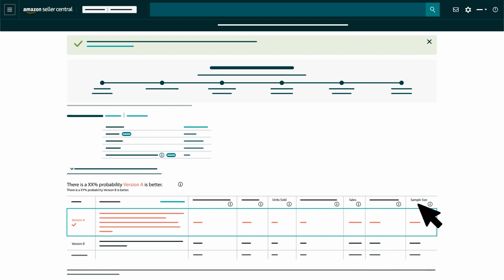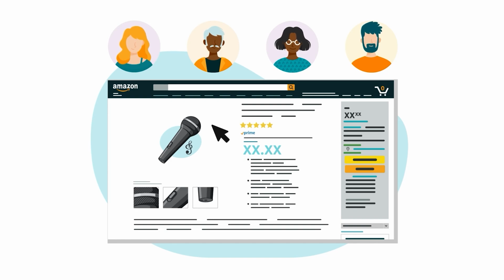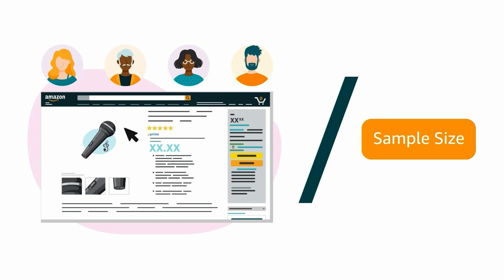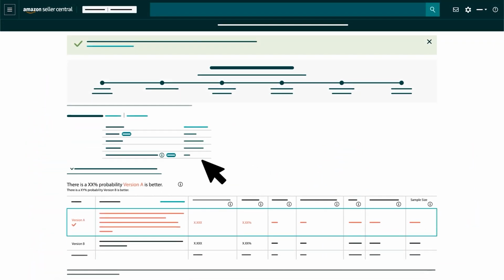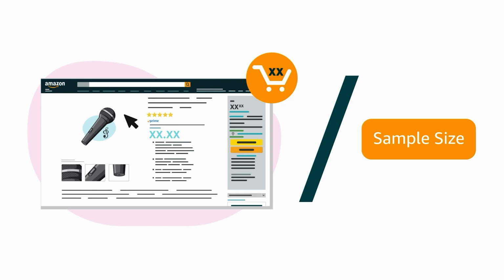You can also view the sample size for each version of your content, which we use to calculate 2 percentages. The first is conversion rate, which is the number of customers who viewed a version of your detail page content and made a purchase, divided by the sample size. The second percentage is units sold per unique visitor, which is the total units sold after customers viewed a version of your content divided by the sample size.